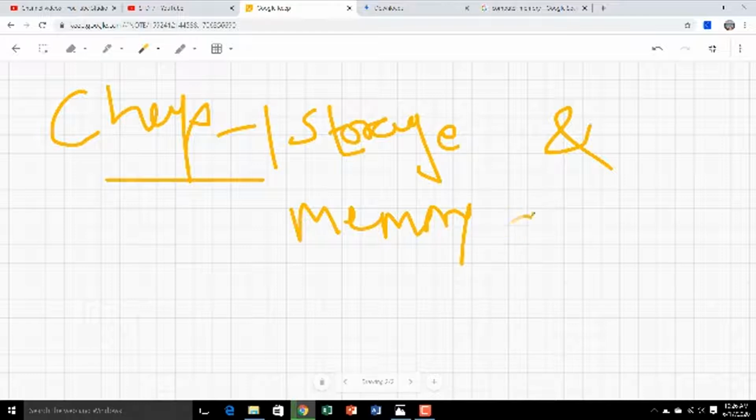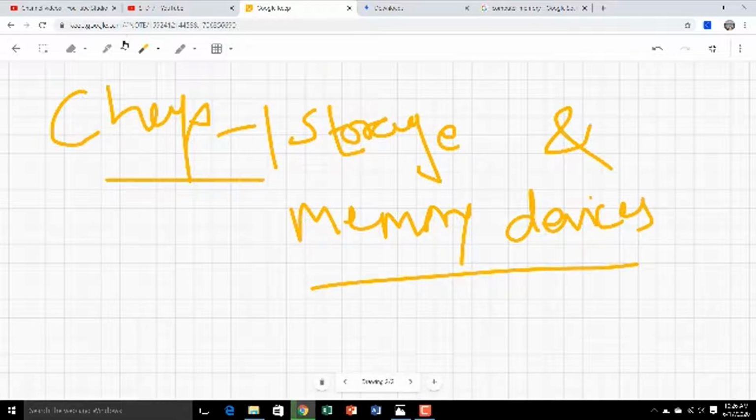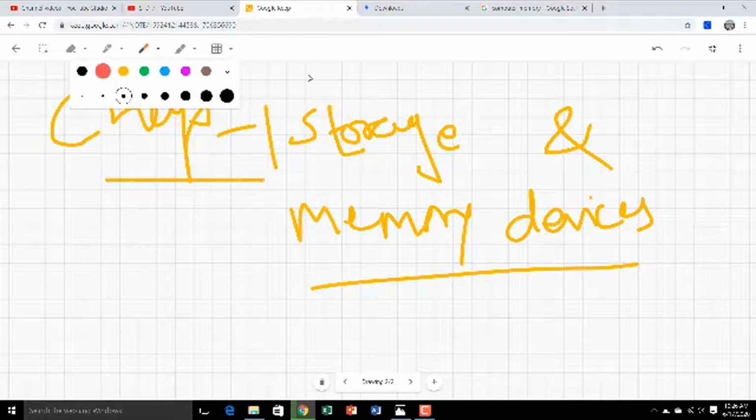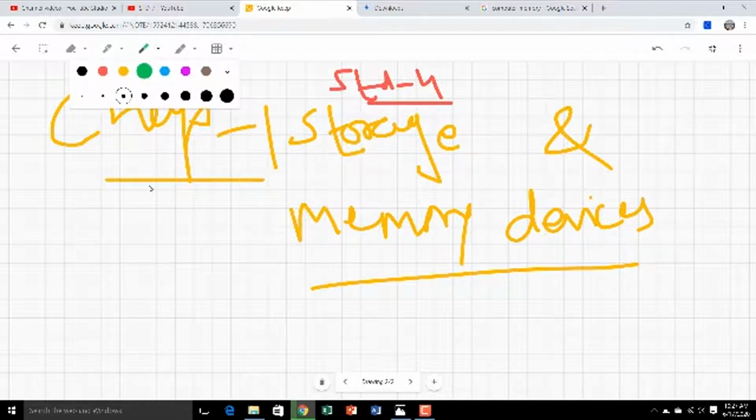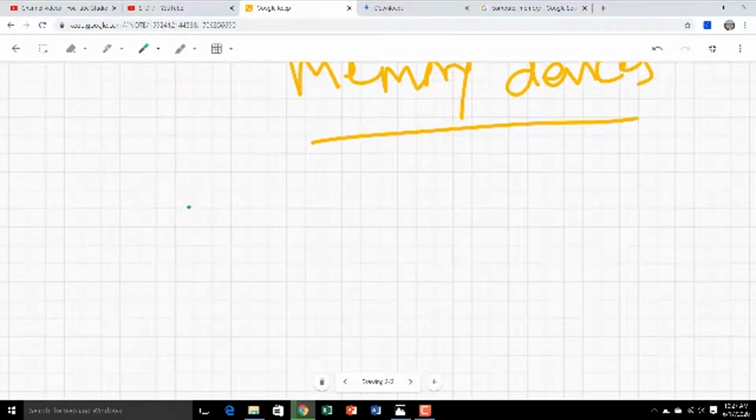Okay, so which one is a memory device? This is our chapter name: the standard is fourth, and the chapter is first, storage and memory devices. Now we are going to learn. First one is storage.